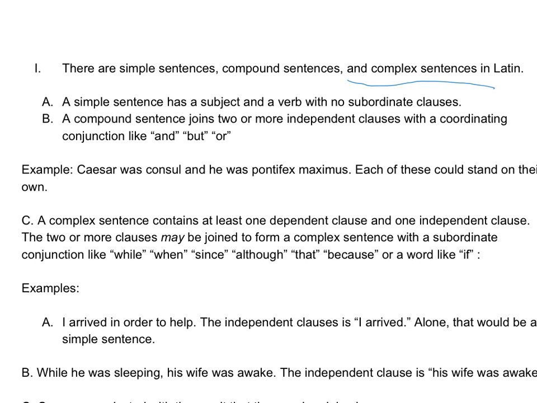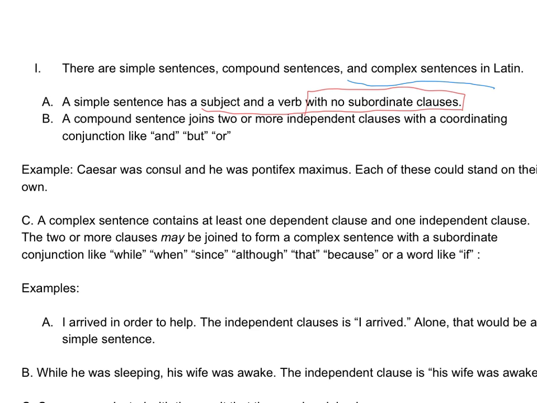A simple sentence can be defined by the fact that it has a subject and a verb with no subordinate clauses. It is a simple idea. It does not have any kind of a comma or a semicolon. It does not have two main verbs. It does not have two subjects. It is a simple sentence.